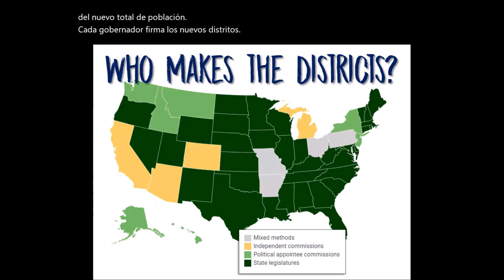But who makes the districts? Well, in 3 states, we have mixed methods. In the majority of states, it's state legislatures. In 4 states, we see independent commissions. And in 7 states, it is political appointee commissions.